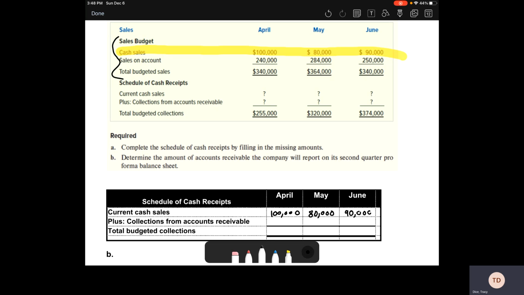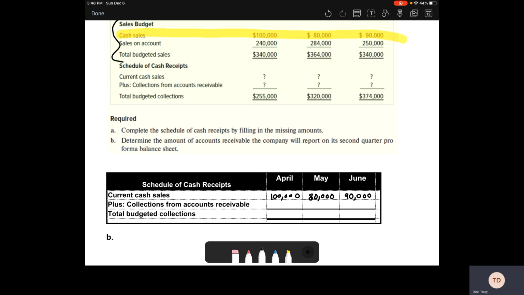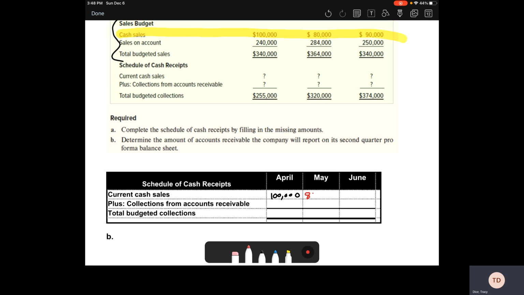So now we have to add our collections from accounts receivable. That statement up here that we highlighted before, we know what we had in our accounts receivable on April 1st, so that would be the month of March's accounts receivable, because we collect 100% the next month. So whatever we sold on account in March, we are going to collect in April. So that means that my collection from accounts receivable, sorry, I'm going to change these to different colors.